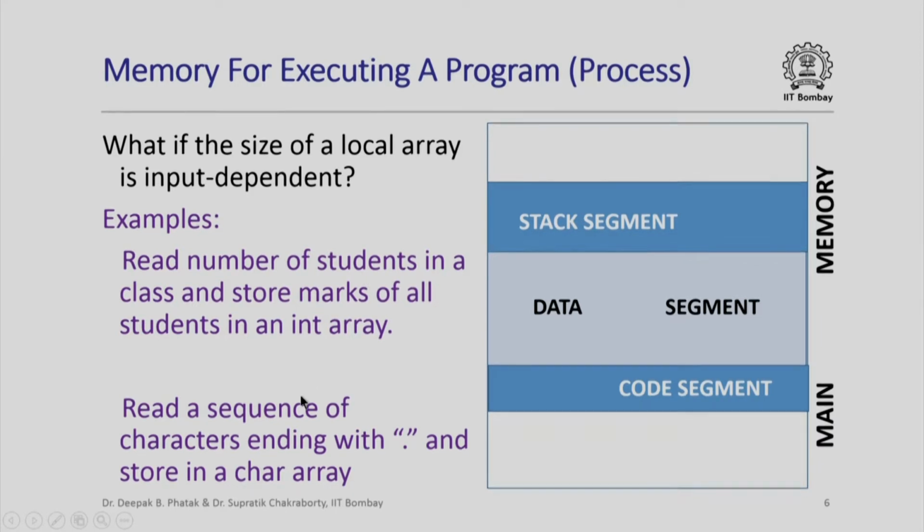Here is another example. I might want to read a sequence of characters ending with a dot and store it in a character array. Since I do not know a priori how many characters I am going to read before reaching the dot, I cannot determine when I am writing the program what the right size for this character array should be. So once again, we might end up reserving space for an array of sufficiently large size such that all the character sequences that we might read can be accommodated. But once again, this is wasteful of memory.